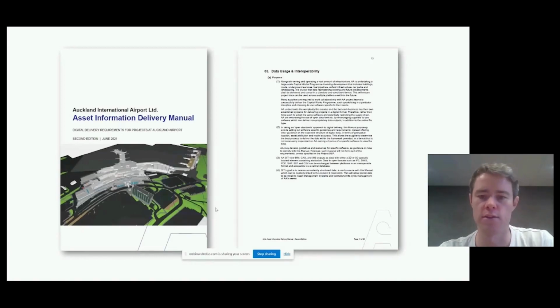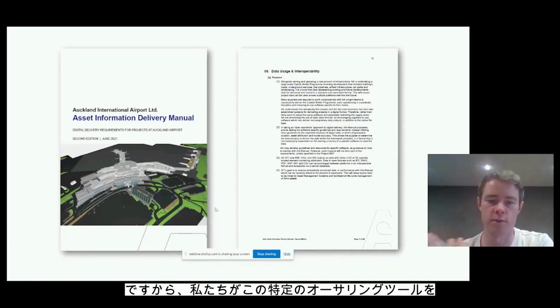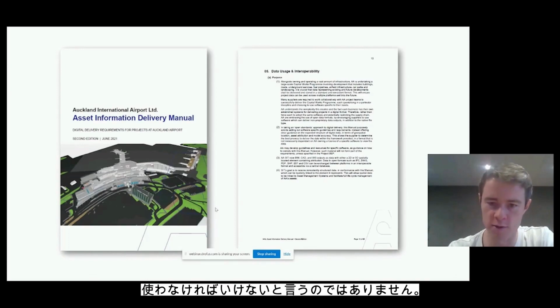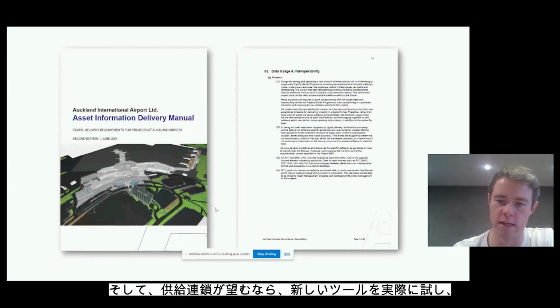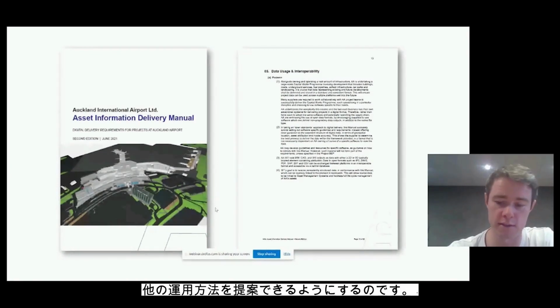So it's not about us saying you have to use this particular authoring tool. It's, okay, this is the data that we want, and that enables the supply chain to actually try new tools if they want, and actually suggest other ways of operating.